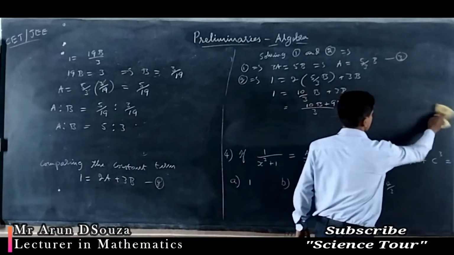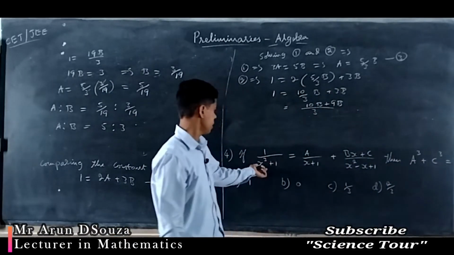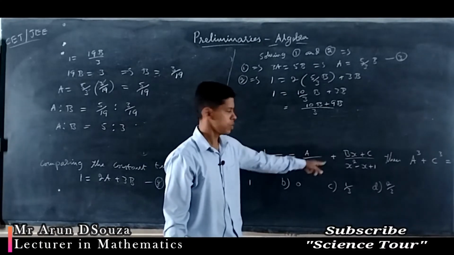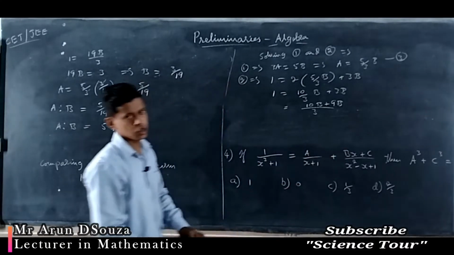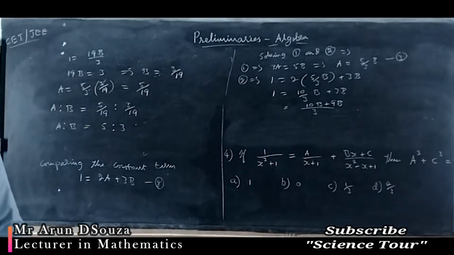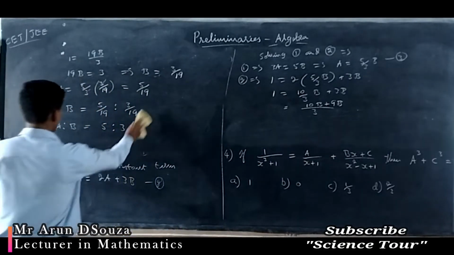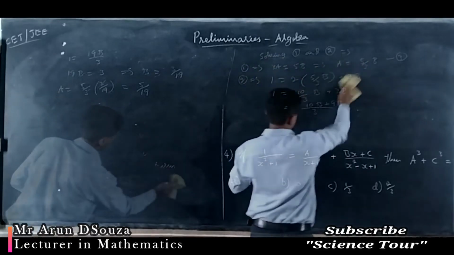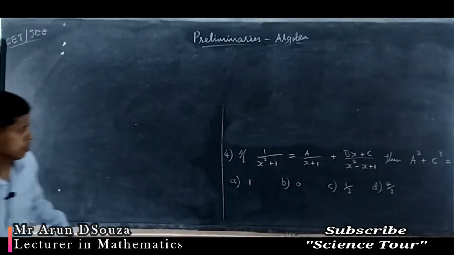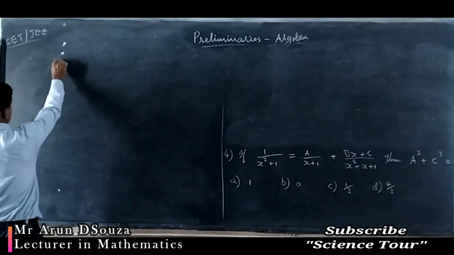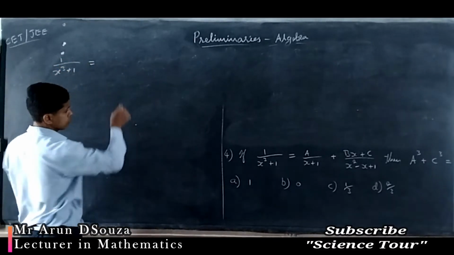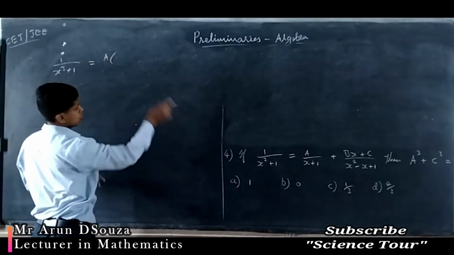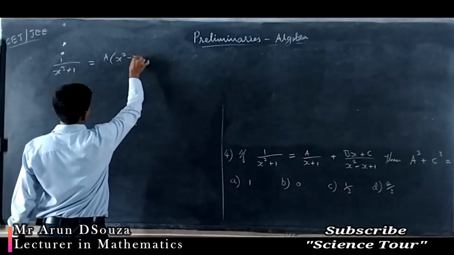The fourth question is like this: 1 by x cube plus 1 equals a by x plus 1 plus bx plus c by x square minus x plus 1, then a cube plus c cube has to be found. Well, start with that. You have 1 by x cube plus 1, take the LCM now itself. So a into, you got x square minus x plus 1.